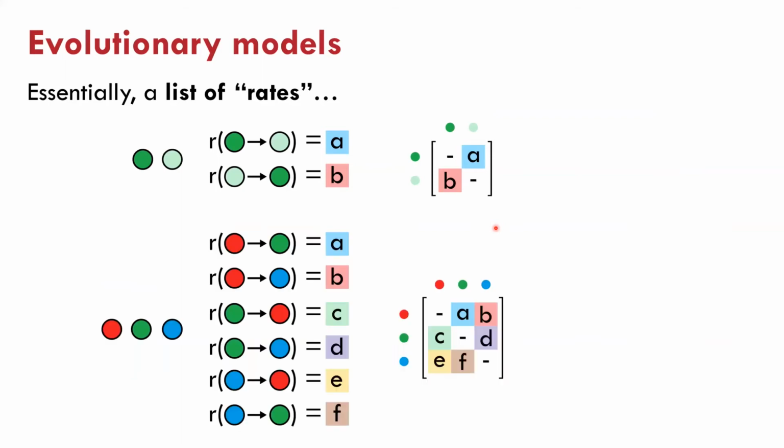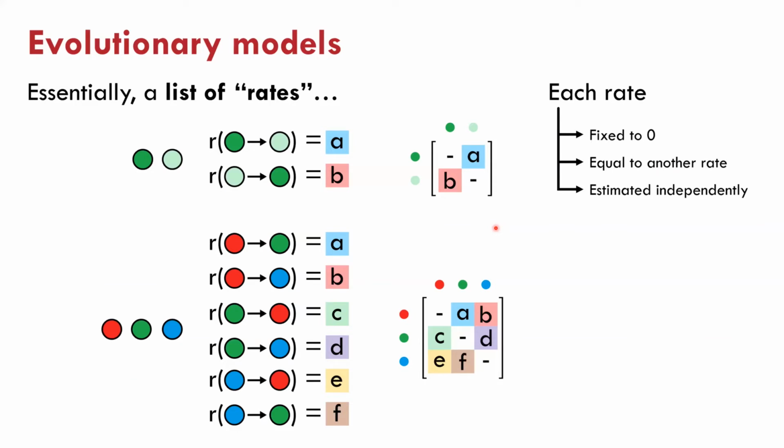Similarly, if you have a character with 3 possible states, then you have 6 rates that describe all the possible state changes. And each one of these rates can either be fixed to 0 to disallow a certain kind of transition, or could be forced to be equal to another rate, or instead it could be estimated independently from all the other things. So by combining these 3 possibilities for each rate in your model, you can get an extremely high number of models.